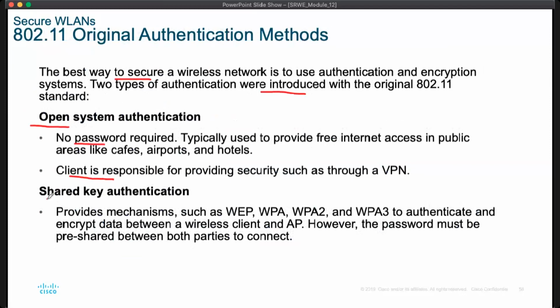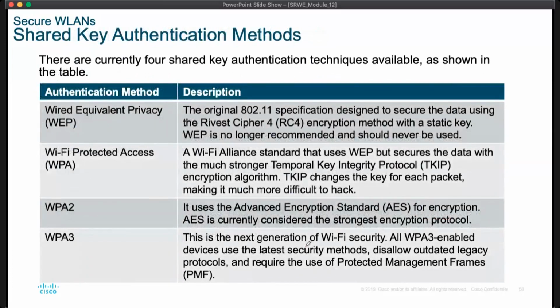Another way is to use shared key authentication, which provides mechanisms such as WEP, WPA, WPA version 2, or WPA version 3 to authenticate and encrypt data between a wireless client and AP. However, the password must be pre-shared between both parties to connect. There are currently four shared key authentication techniques available, as shown in the table below.